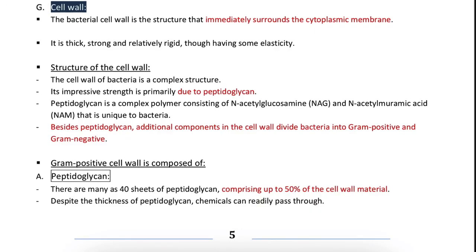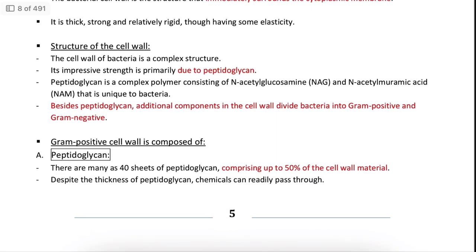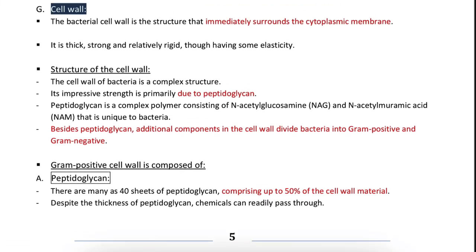The general features of the cell wall: it surrounds the cytoplasmic membrane. It is composed mainly of peptidoglycans. It gives rigidity and shape to the bacteria. It's a major target for antibiotics like penicillin and cephalosporins. Okay, so here, the gram positive cell wall.